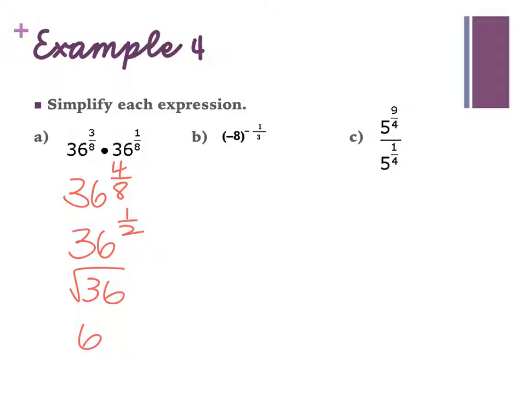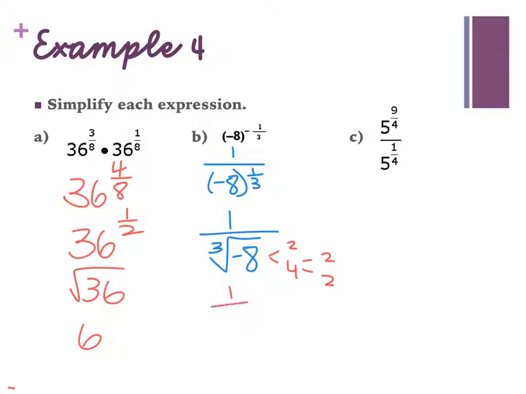All right, so then B, negative 8 to the negative 1/3. So the negative does what? Goes to the bottom. So this would be 1 over negative 8 to the positive 1/3. 1/3 is what in radical form? Cube root of negative 8. Good, cube root of negative 8, which would be 2 and 4, right? And 2 and 2. That negative comes to the front. Would be negative 2. So this would be 1 over negative 2.